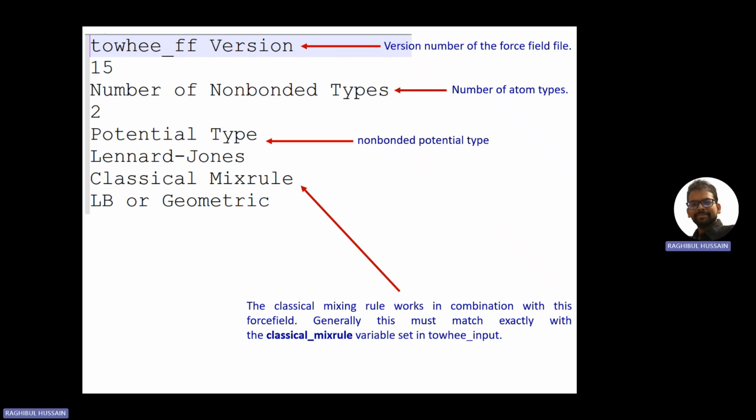The force field file will change every time with a new molecule. If you are using the same molecule every time, it stays the same. So this is very easy. And what type of potential are we using? We are using the Lennard-Jones potential. So this will remain the same. And what type of mixing rule are we using? We have defined geometric. So you write geometric. Another mixing rule is known as LB. You remove everything, write geometric, and make all the changes in your force field file. So this will be 15, 2, Lennard-Jones, and geometric.